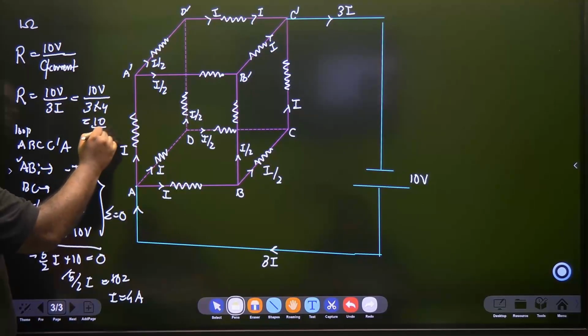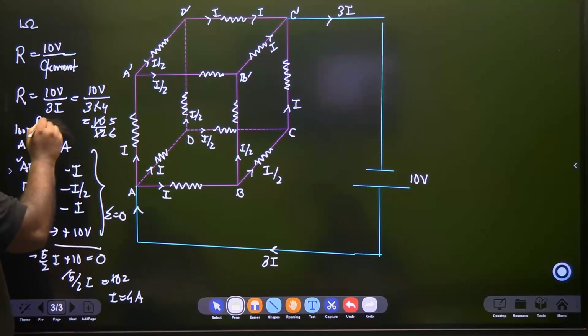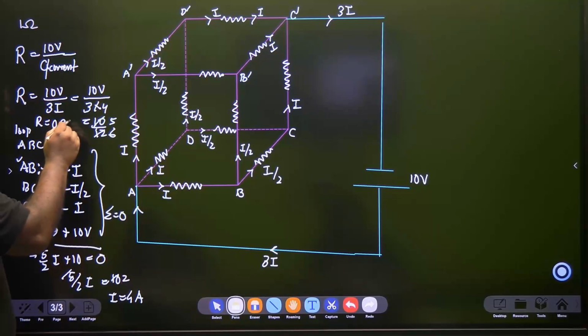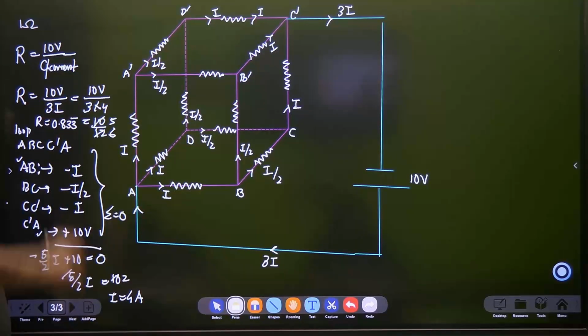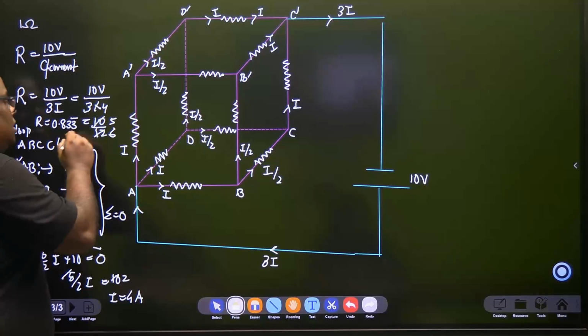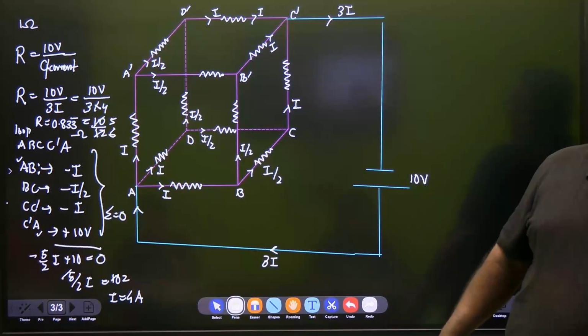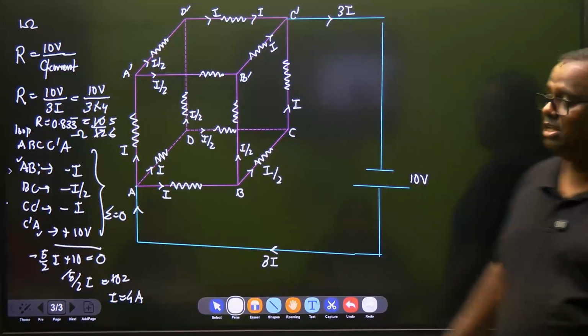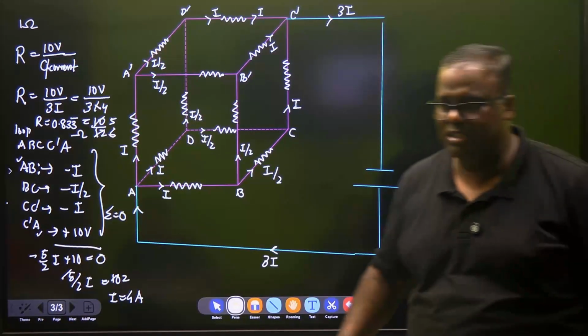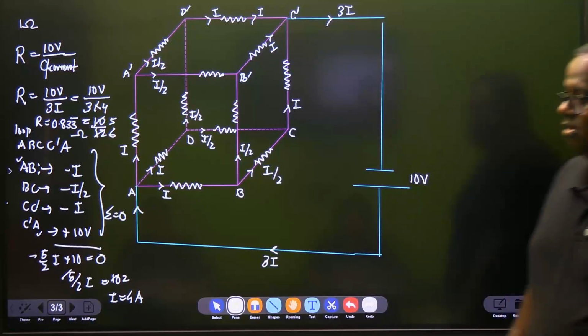If I is 4 ampere, your overall circuit resistance is how much? 10 by 12. 2 5s are 10, 2 6s are 12. So R is equal to 0.68s are 48, 20, 6 3s are 18, 8.33 bar ohms. We think it is difficult. It is not difficult. It is an easy question. Did you understand, Arjun? That 5 by 2 you understood? Has it tallied with the book? 5 by 2.